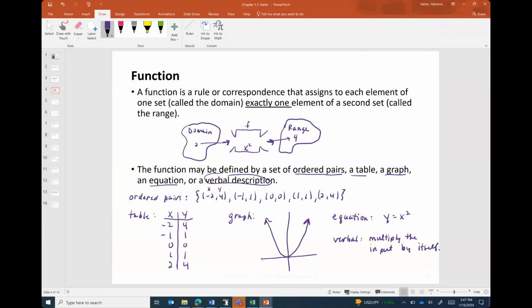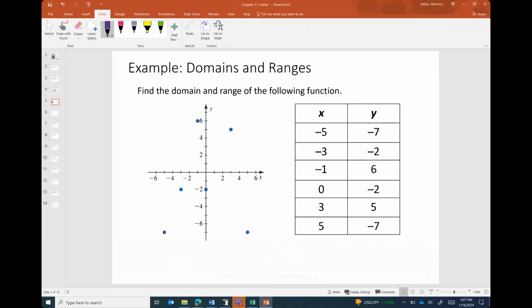So, all different ways to present a function. Here we have a function that is presented on the right-hand side as a table of values. From that table of values, we could indicate ordered pairs. So if we were doing ordered pairs, it'd be like this: (-5, -7), (-3, -2), so on and so forth. And if we plotted these ordered pairs on a graph, it would be the graph that we see over to the left.